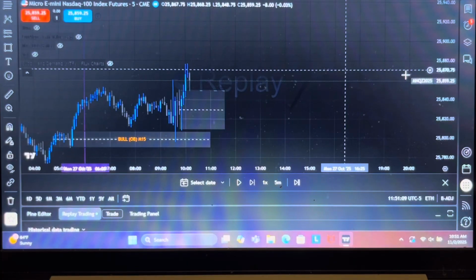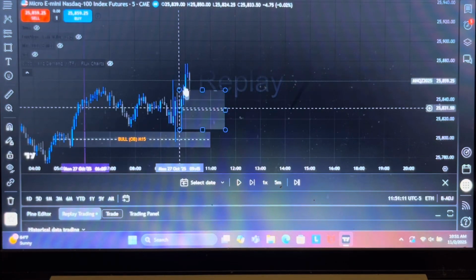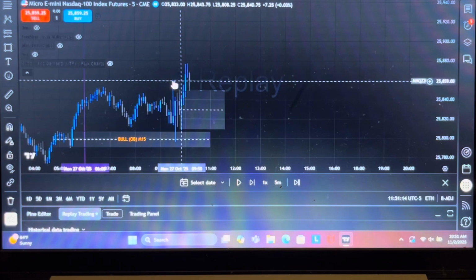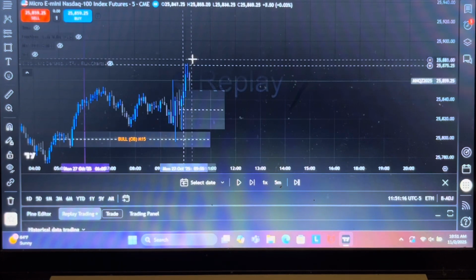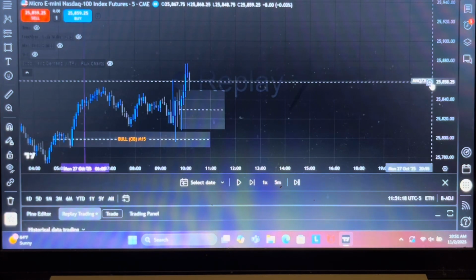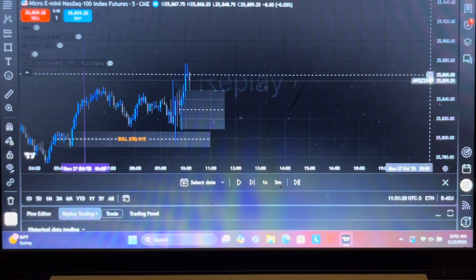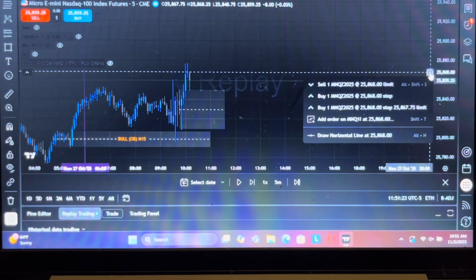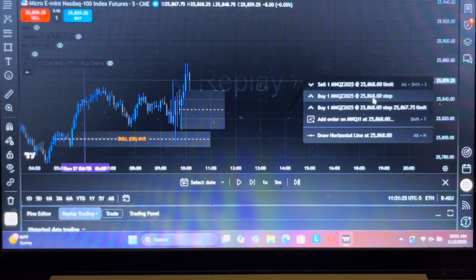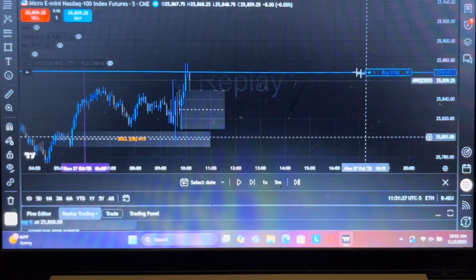Hold on, give me one moment, you guys. Yeah, so I'm just doing a little confirmation because it does have a breaker structure, because it did make a new high with that wick. So I'm going to put me a buy order right here.